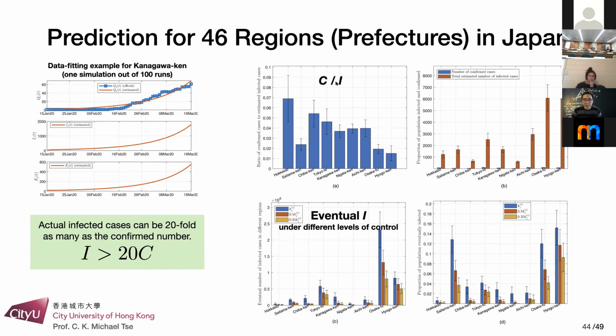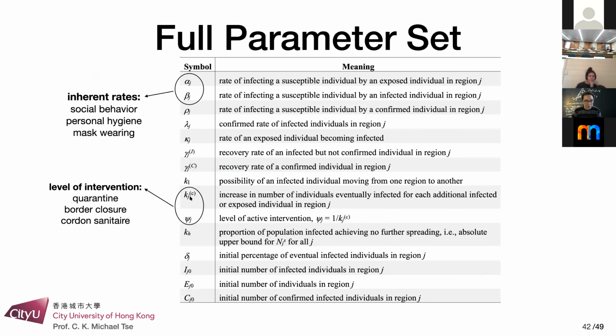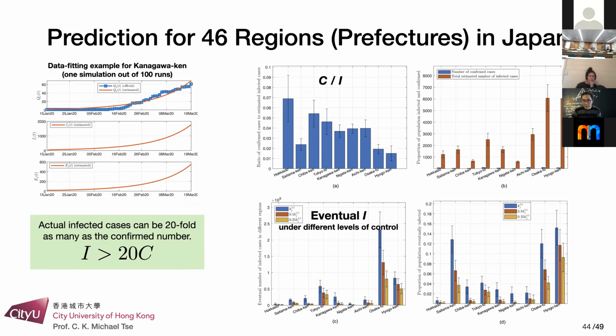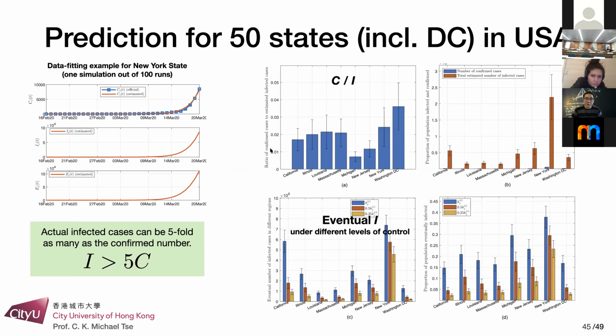So these are the statistics of the C to I ratio, and this is the eventual number of infected people under different levels of control. As I explained earlier, the parameter K can be adjusted in the model. So we are able to see the scope of the outbreak for different values of K. When K is bigger, that corresponds to much less control or a very low level of intervention. You will see the number of infection cases will be a lot bigger. For the United States, we have also done the analysis, and this one was also completed at the end of June.